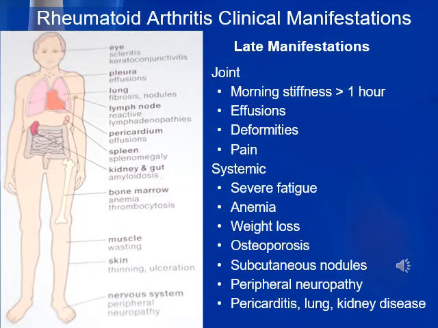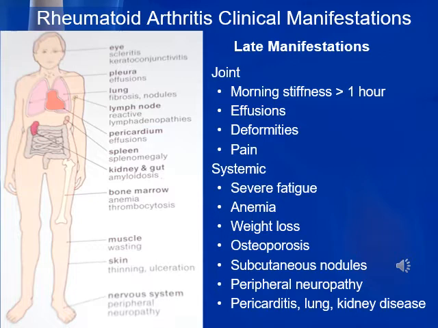So here are more of the late manifestations. So things just keep getting worse as far as the pain, the stiffness, deformities, etc. They still can have some of the same systemic effects as far as fatigue and lethargy, but it does get worse. They get more osteoporosis, weight loss, and other systemic problems and complications that arise because of the arthritis.